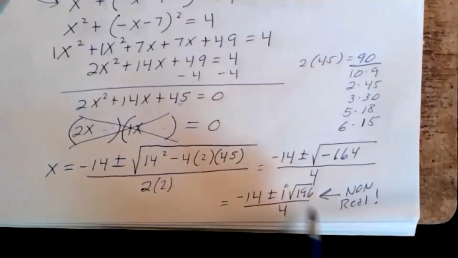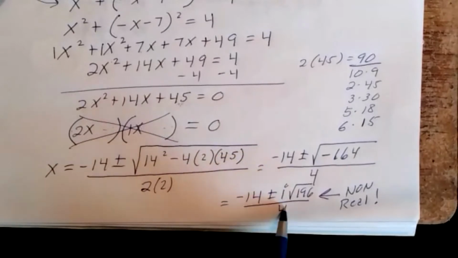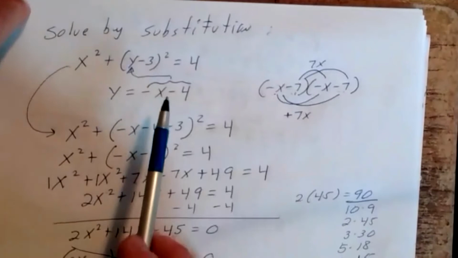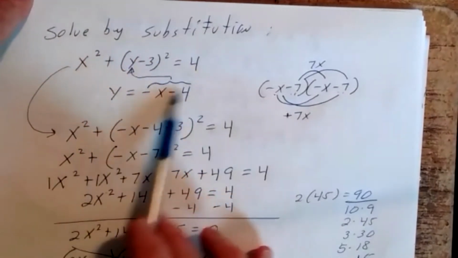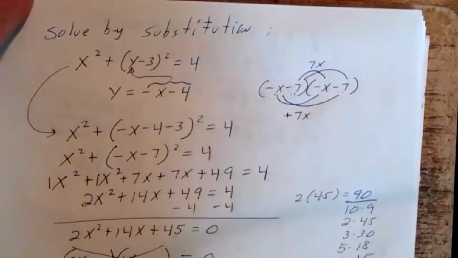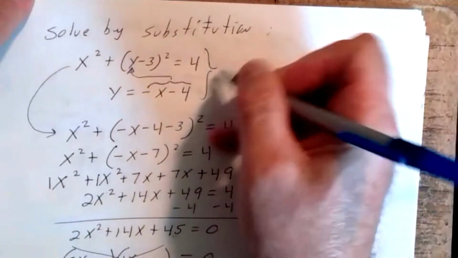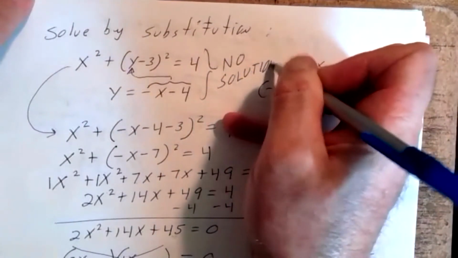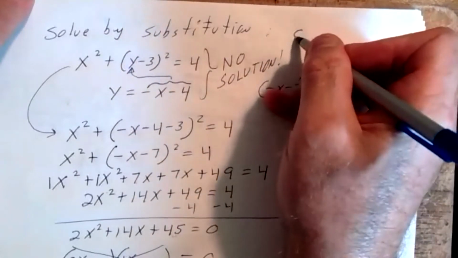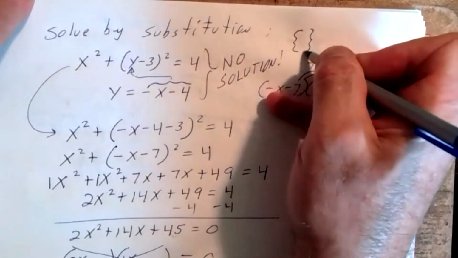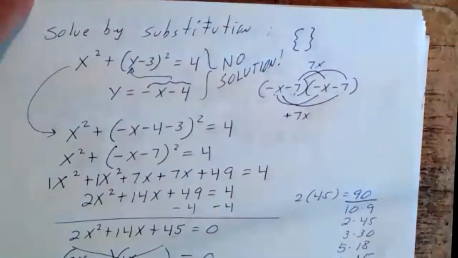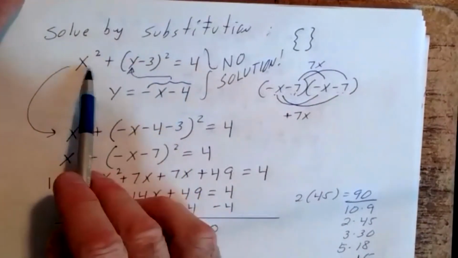And ladies and gentlemen, since the x coordinates of our ordered pair solutions are non-real, it does not appear that there will be any intersection points or any solutions to this system. The answer is no solution. The solution set is empty. Your author just puts an empty set. That means no solution to the system.